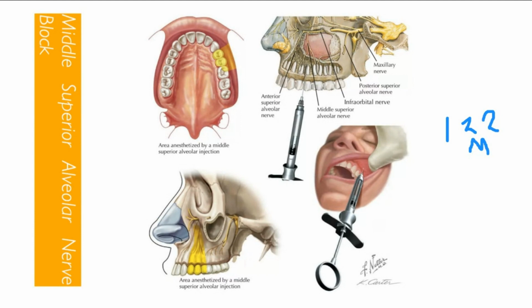Not in everybody. Some people have it, or a lot of people have it, but assume that you will get it anyway. So it's part of the territory. The two premolars and the mesiobuccal root of the first molar. This is what's going to be targeted, plus the outside of the buccal aspect of the gum. This is what you get.